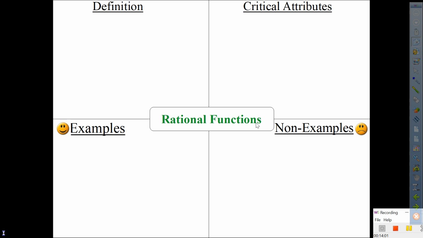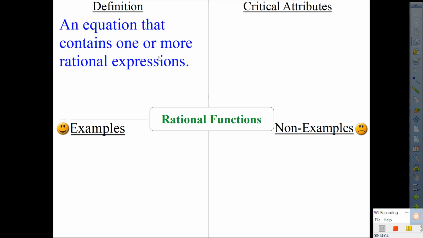Let's find out. Rational functions are an equation that contains one or more rational expressions. So rational functions are equations, okay. And what else? They contain one or more rational expressions. So what are rational expressions? Well, first of all, what are rational numbers? Numbers that can be expressed as fractions. That means a rational expression is any expression that can be represented as a fraction. Therefore, rational functions are equations that have one or more fractions.